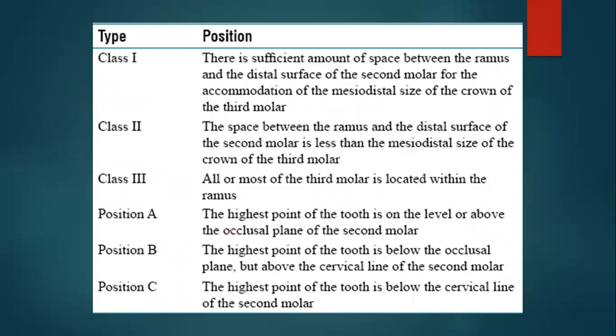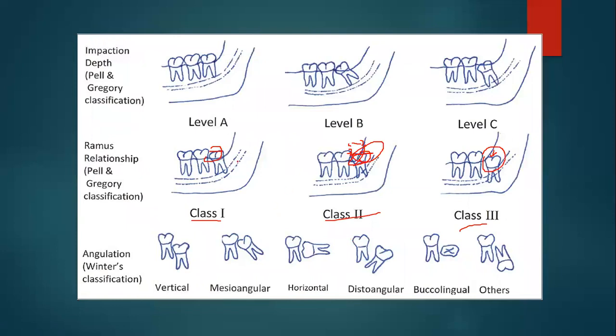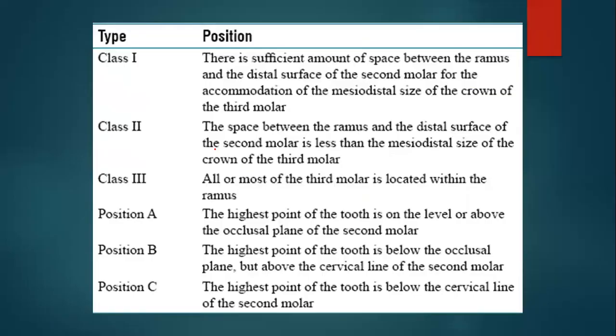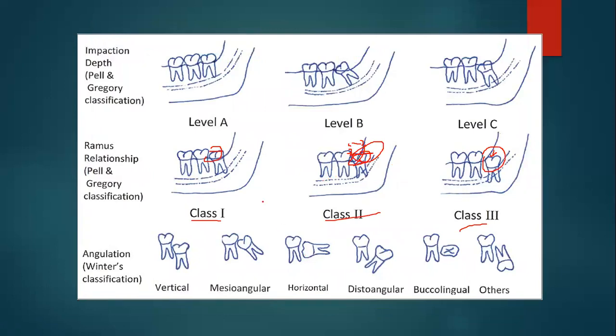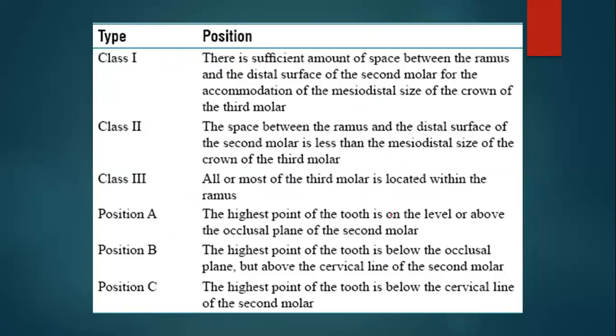In position A, the highest point of the tooth is on the level of or above the occlusal plane of the second molar. However, in position B, the highest point of the tooth is below the occlusal plane but above the cervical line of the second molar. So in class A, it is basically on the level of the second molar occlusal plane. In class B, it is below the occlusal plane but above the cervical line of the second molar. However, in class C, the highest point of the tooth is below the cervical line of the second molar.